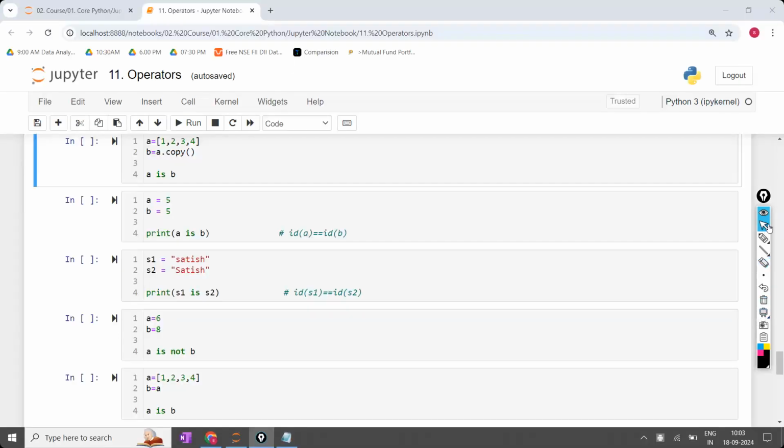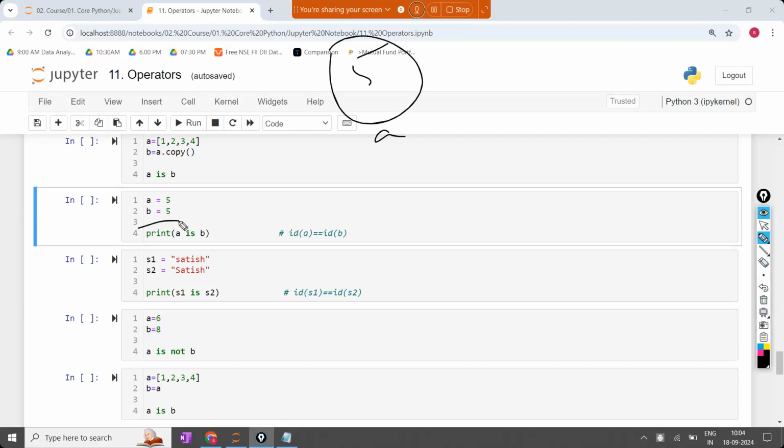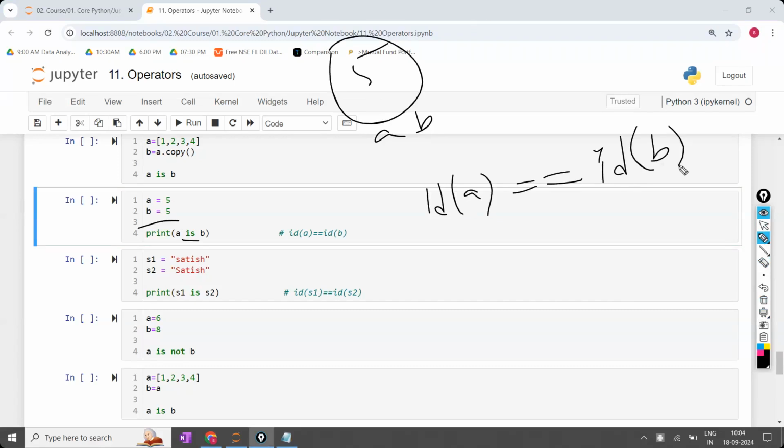Now see here, I am writing A is equal to 5, B is equal to 5. A is equal to 5 means first 5 with A. B is equal to 5 means the same object gets B also. A is B means both are indicating the same object, so in the backend it is checking whether the ID of A is equal to the ID of B. ID means the address of the object where it is stored. If both have the same object address, both are the same object. Two different objects cannot have the same address.